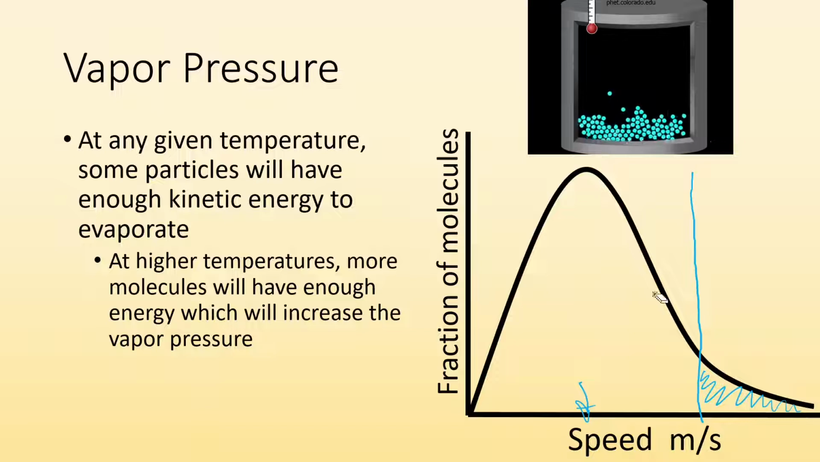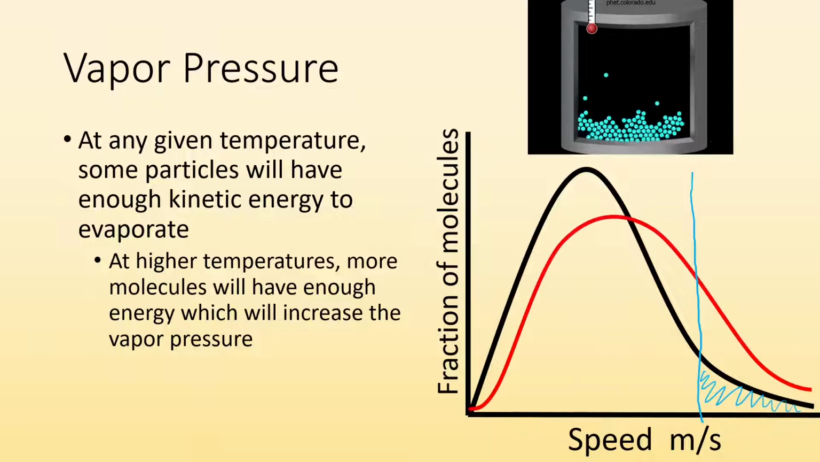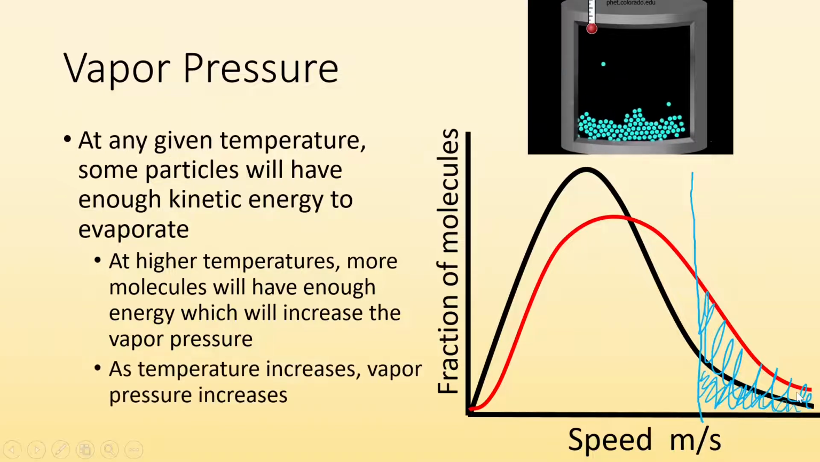So what would this curve look like at a higher temperature? Well, we're going to have more particles with higher energy, which means now, instead of just this much being able to vaporize, all of these particles can vaporize. We're going to have more vapor. We're going to have a higher vapor pressure. So as temperature increases, vapor pressure increases.